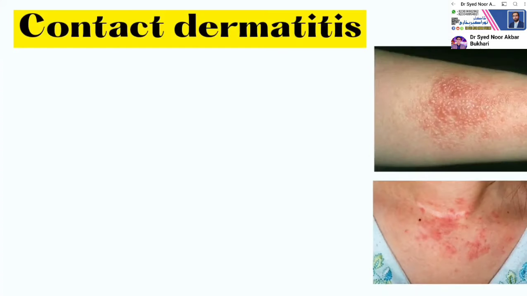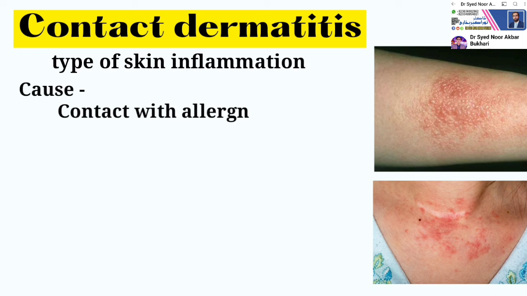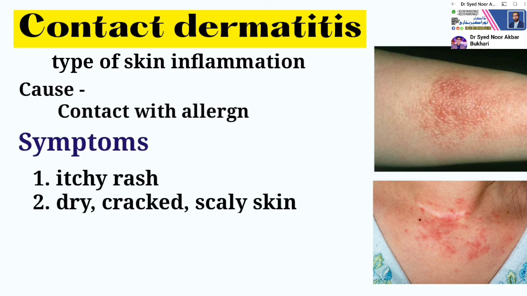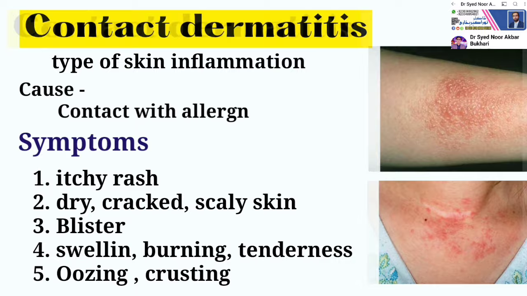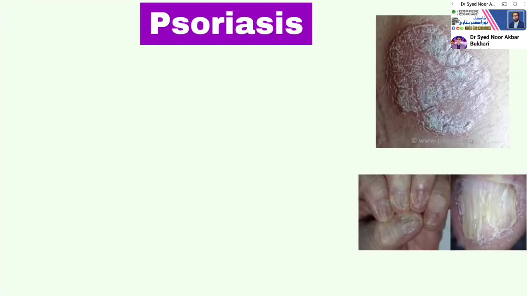Next disease is contact dermatitis. As the name suggests, this is eczema due to some contact. It is a type of inflammation caused by contacts. Symptoms of contact dermatitis are itchy red skin, dry cracked skin, blister formation, burning and tenderness over the skin, and oozing and crusting lesions on the skin. These are the symptoms of contact dermatitis which happens due to some contacts.